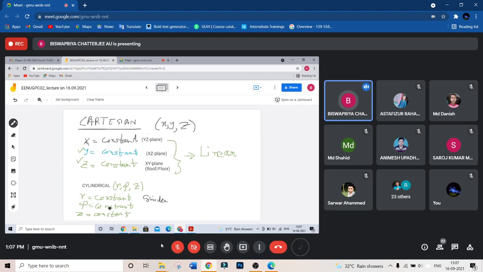And if phi is constant, then what geometry will evolve? It will again be a linear plane. And similarly, if z is constant, it will generate a linear plane. So from three linear planes in Cartesian, in the cylindrical system we have generated two linear planes and one curved plane. Cylinder is obviously a curved plane. It is no longer a linear plane.